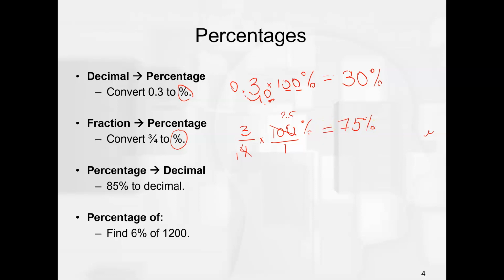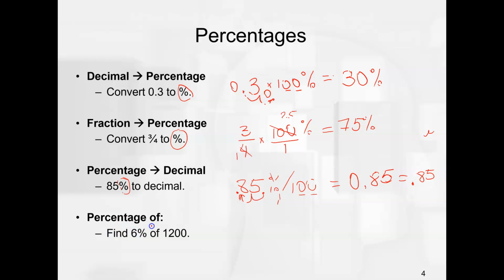To convert a percent to a decimal, we need to get rid of the percent sign. Percent means per 100, so we divide by 100. 85% divided by 100 and remove the percent sign. 85 divided by 100, move the decimal point 2 times to the left, 0.85. So 85% as a decimal is 0.85.